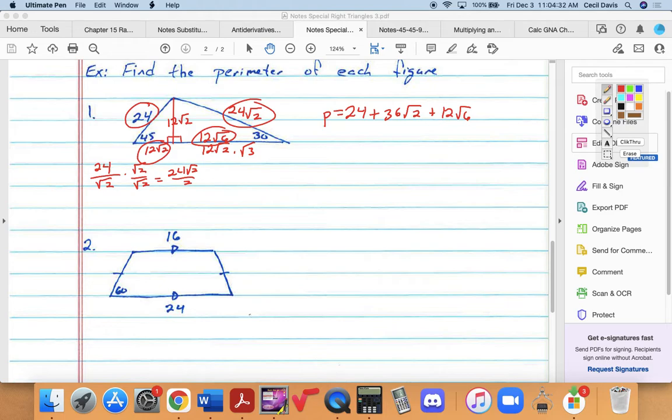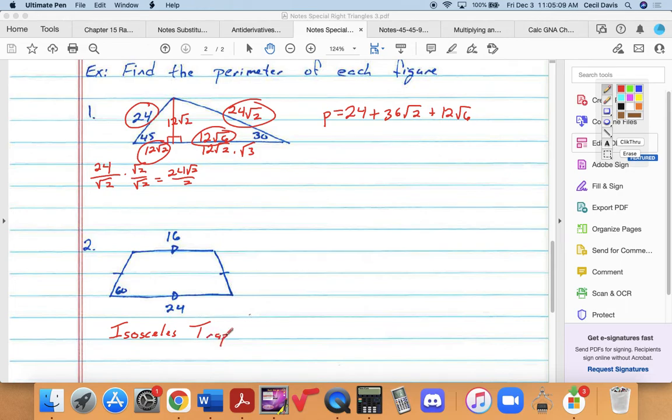All right, let's look at number 2. By the way, what kind of a figure is that? A trapezoid. A rhombus is not a trapezoid, ever. Parallelograms are not trapezoids. Okay, it's a type of trapezoid. These two legs are congruent. This is an isosceles trapezoid. That's a thing.